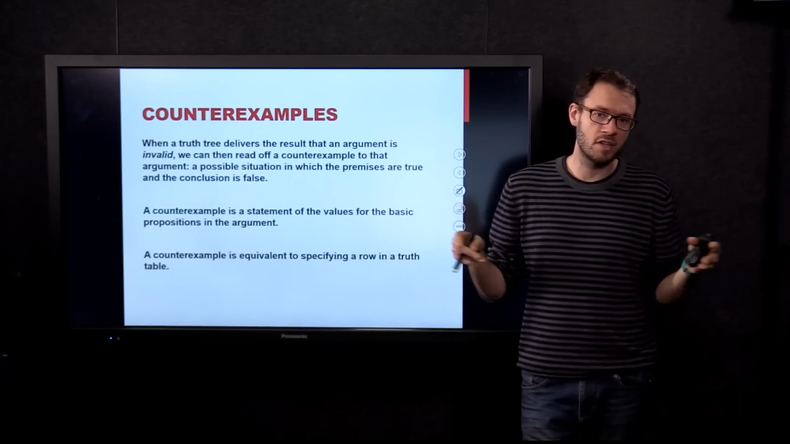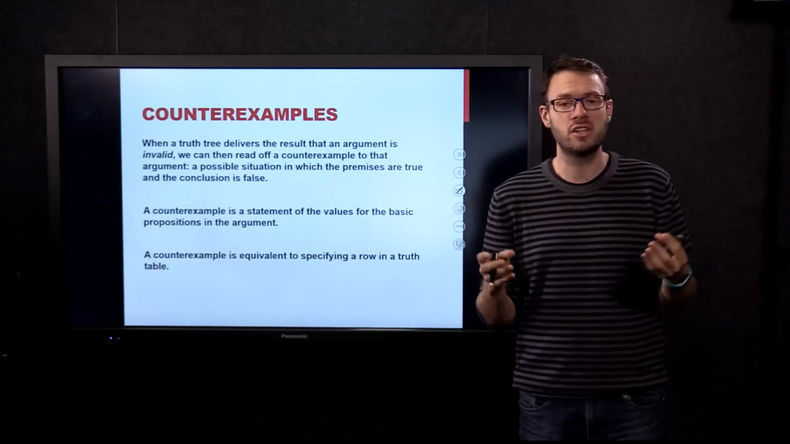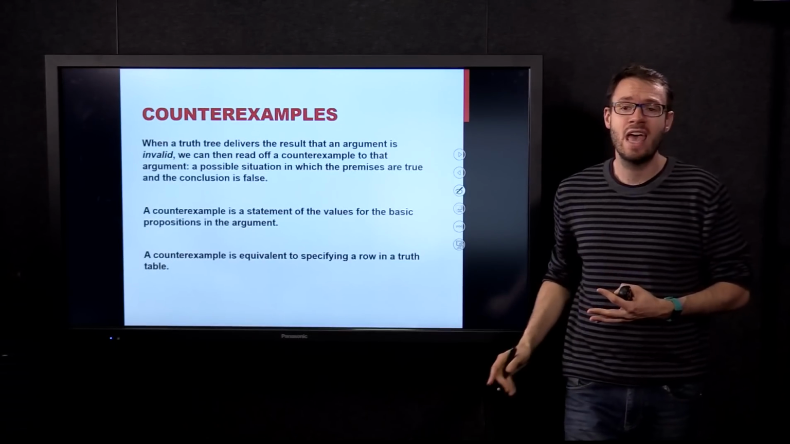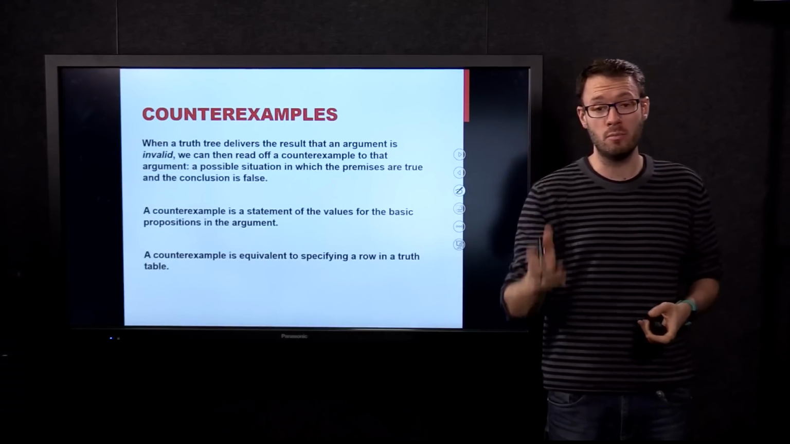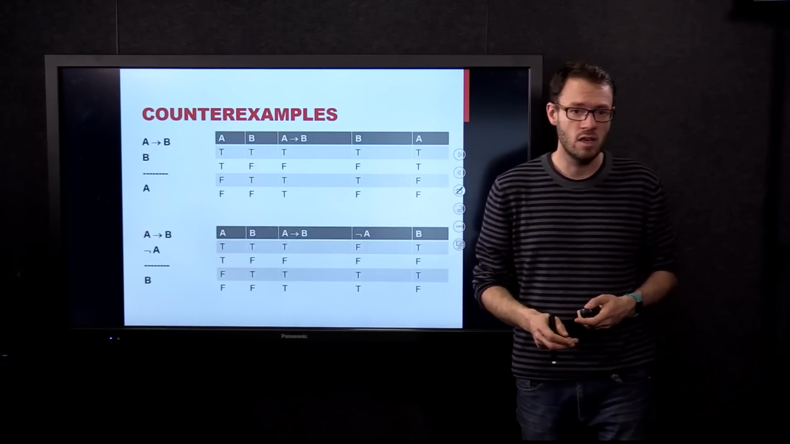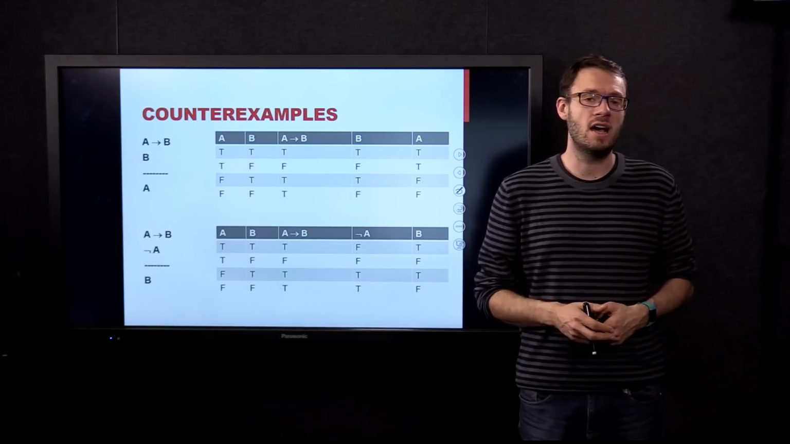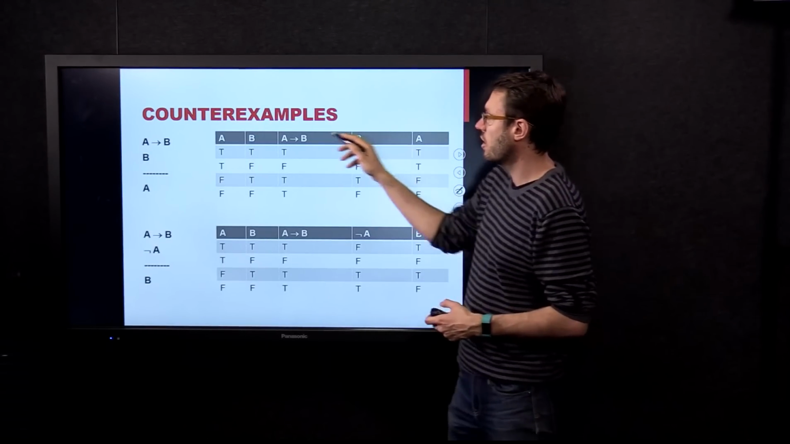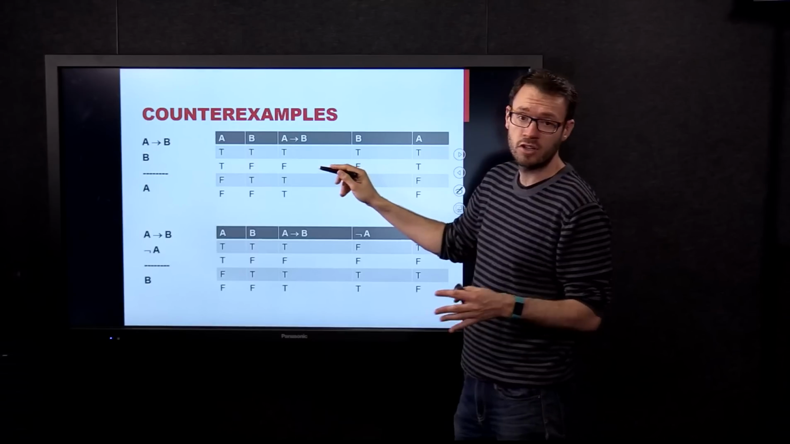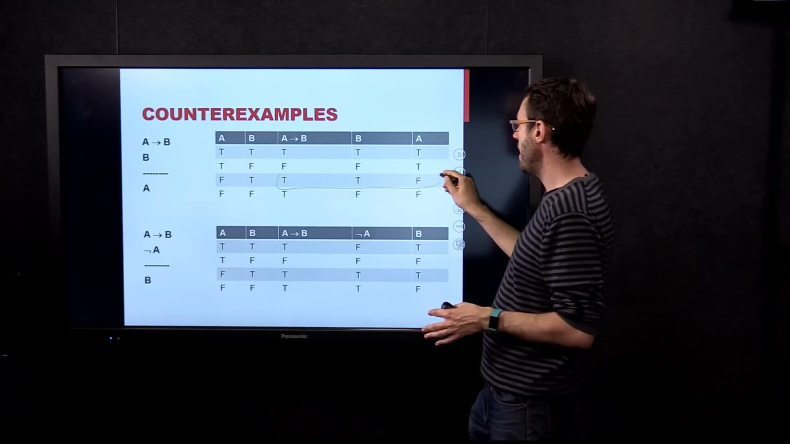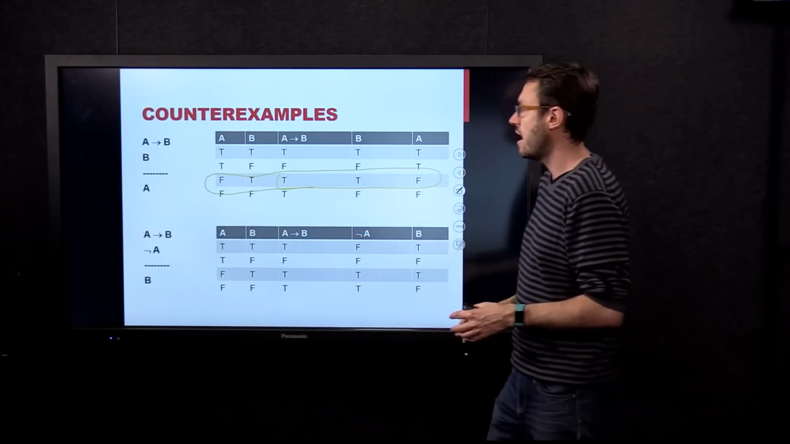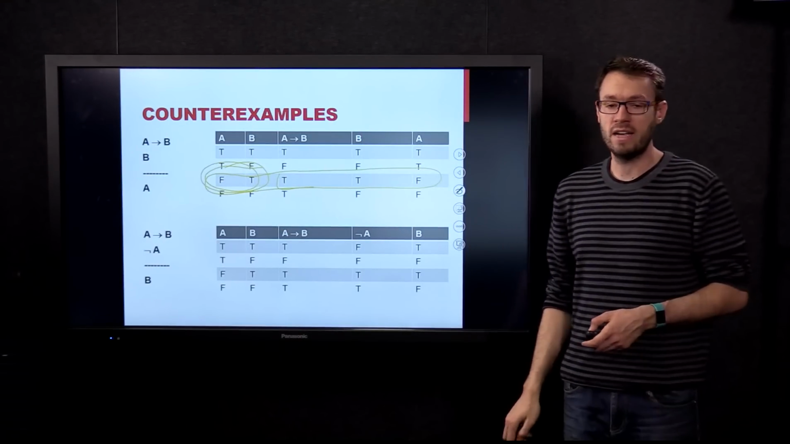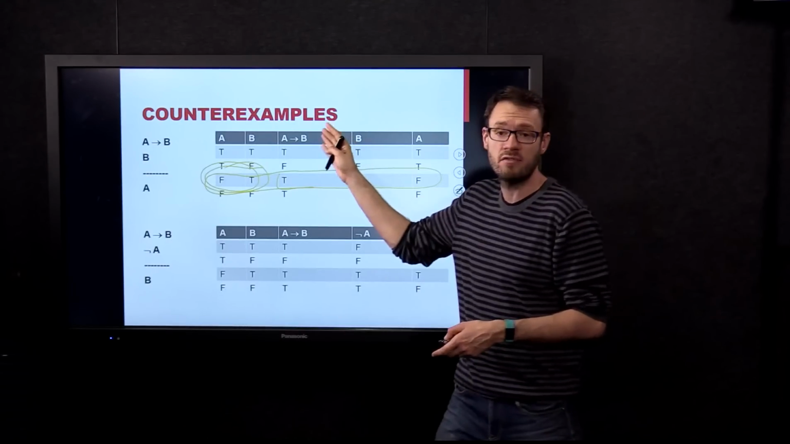But we don't have any rows in truth trees to read off. Instead, what we've got are branches. In order to read a counterexample off a tree, we find one of the open branches and read the counterexample off the open branch. So here, just to remind you, is the counterexample case in the truth table system. Here you've got an invalid argument, and we can see that you've got a counterexample sitting inside the third row, and the counterexample itself is specified in terms of the values for the basic propositions. So that's the kind of information we're going to draw out.